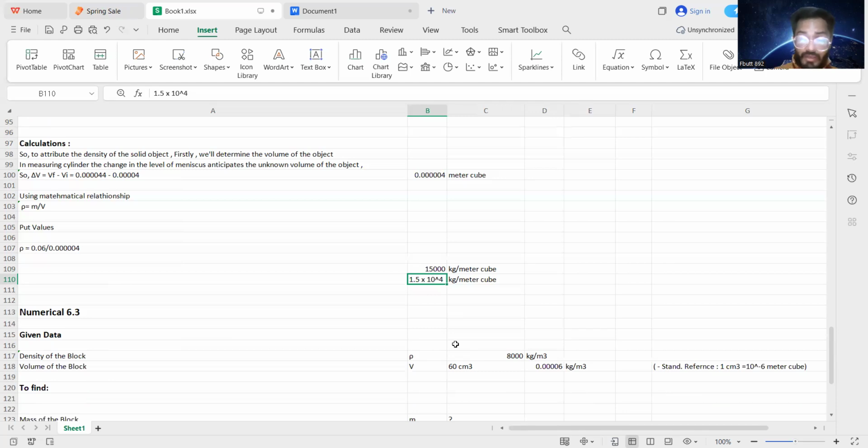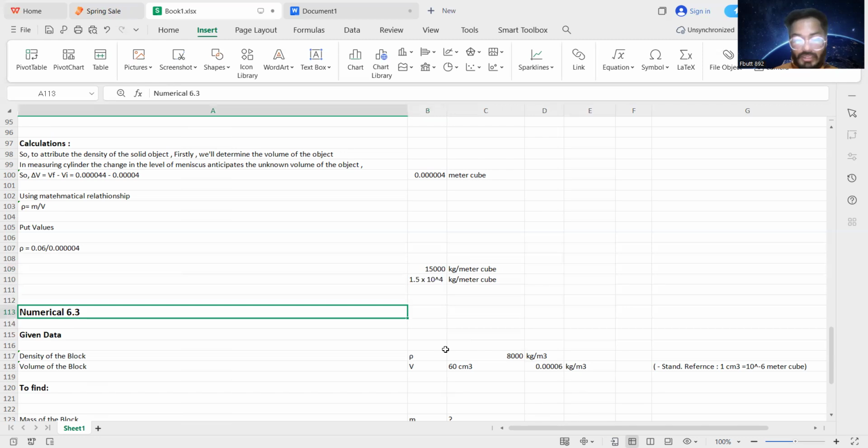And why? Because standard scientific form means we have to express a value in such a way that the power of 10 is multiplied with a number which lies in the range between 1 and 10. So to convert 15,000 into standard scientific form, we have to move the decimal point from the very right hand side towards the left hand side up to 4 decimal places. So after displacing the decimal point up to 4 decimal places, 15,000 kilogram per meter cube is expressed as 1.5 multiplied by 10 to the power plus 4, because whenever we shift the decimal point towards the left, the power of 10 is expressed in positive numbers.